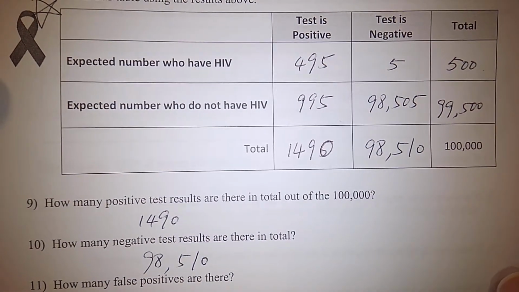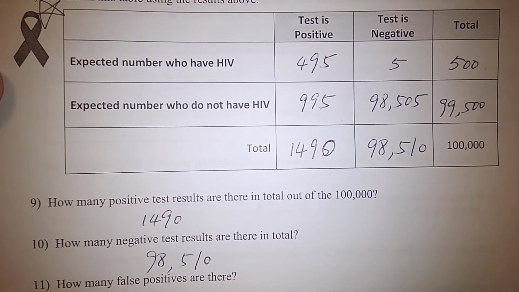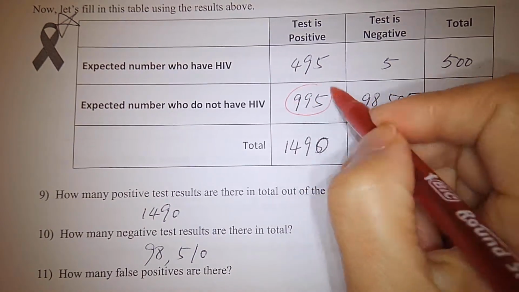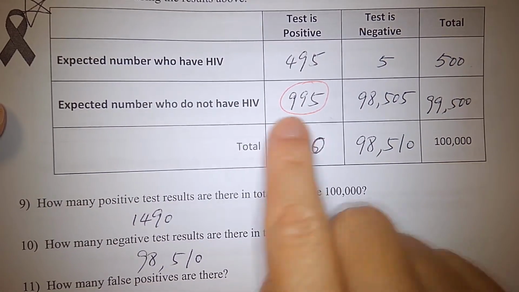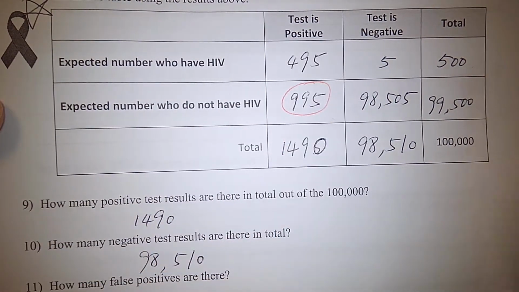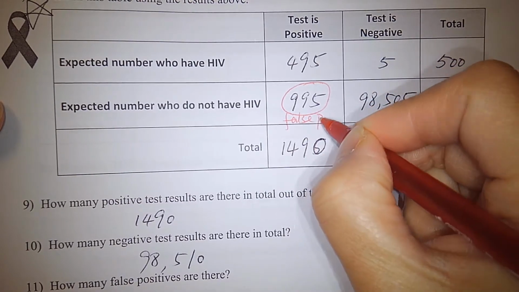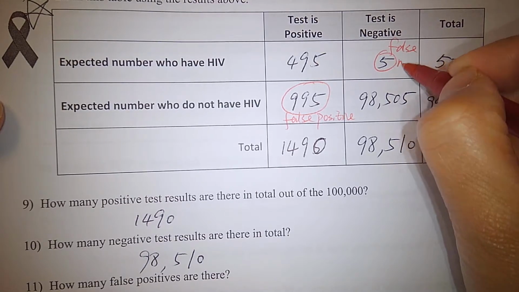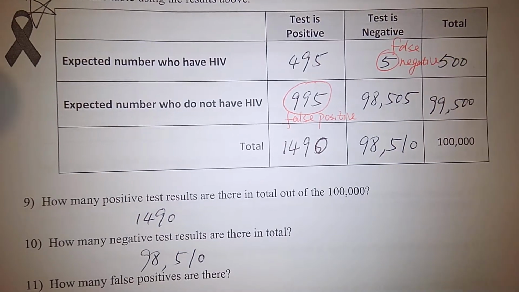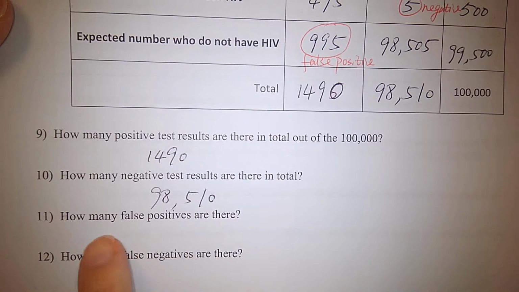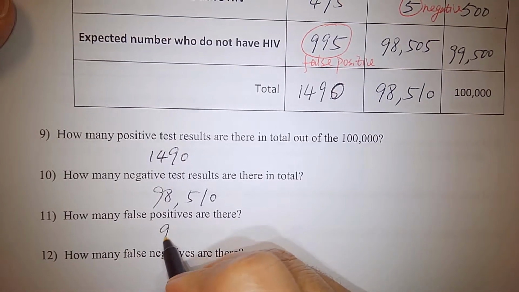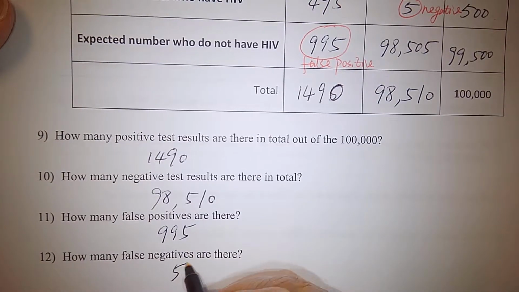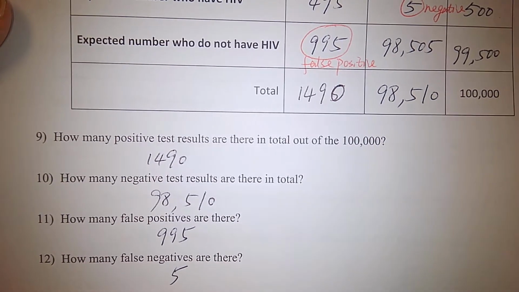So which number gives us false positive? Which number gives us false negative? 995 is false positive. This is what? False positive. You don't have a disease but have a positive result. How about this number? False negative. Okay? So to answer question 11, the answer is what? 995. Question 12, the answer is what? 5. So far so good, everybody?